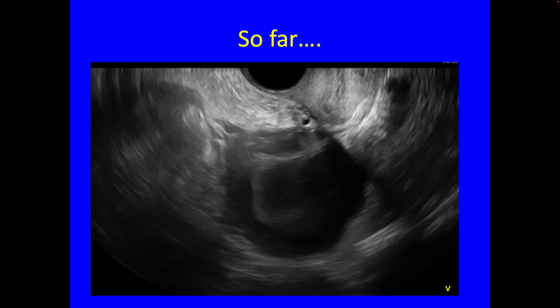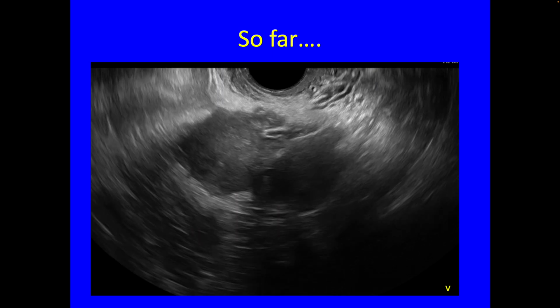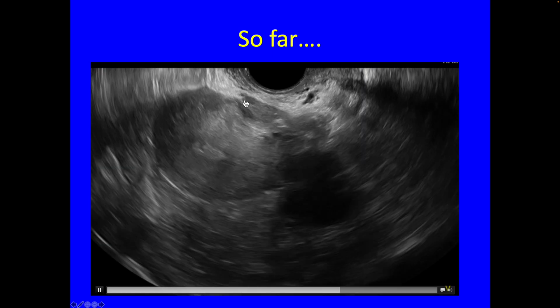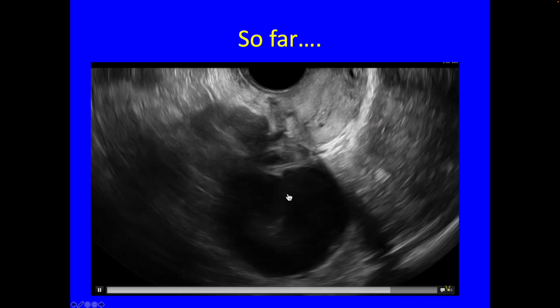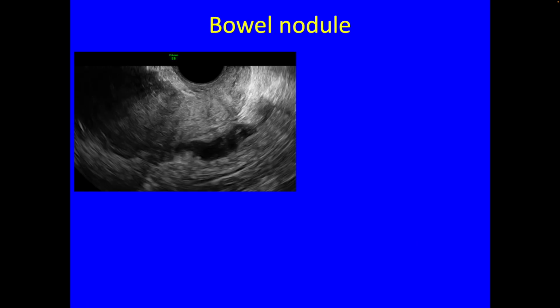So what have we got so far? We've got that uterus with a bit of adenomyosis, a nodule of superficial adenomyosis anteriorly, just there. We've got these bilateral low ovaries with endometriomas, and then something else caught our eye. And it was a bowel nodule.